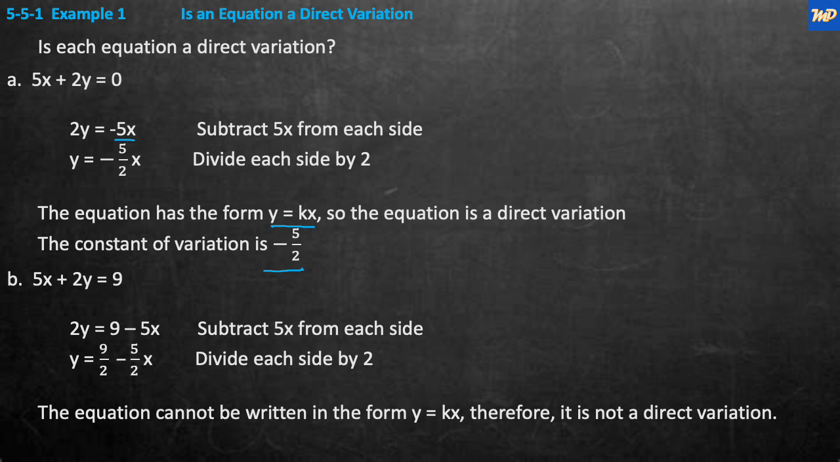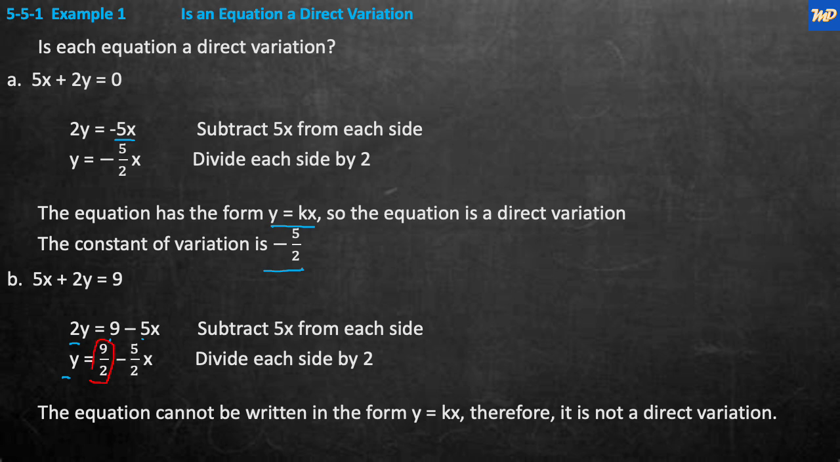How about 5x plus 2y equals 9? Same thing. We're going to move the 5x just like we did last time. So we're going to subtract 5x from both sides, and we're going to get 2y equals 9 minus 5x. Then we're going to divide both sides by 2 to get the y by itself. So now we have y equals 9 halves minus 5 halves x, because we've divided both sides by 2. But this equation cannot be written in the form y equals kx. And why is it not? Because what do we have right here?